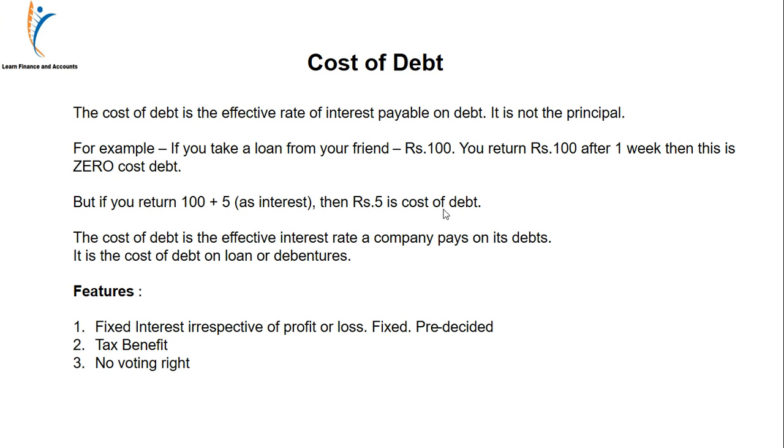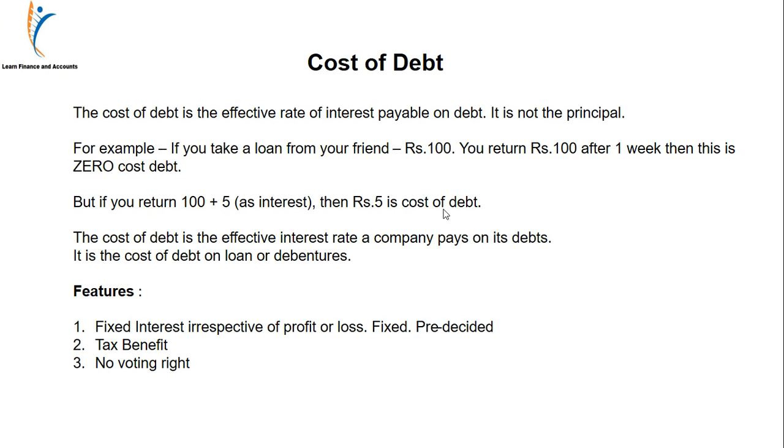So let us discuss the features of debt before discussing cost of debt. See, in case of debt, there's a fixed interest irrespective of profit or loss. When a company takes a loan and starts its business operations, sometimes the company gets profit, sometimes it incurs loss. But irrespective of whether it is making profit or incurring loss, it has to pay interest to the people from whom they have taken debt. These people can be debenture holders or non-individuals like a bank.